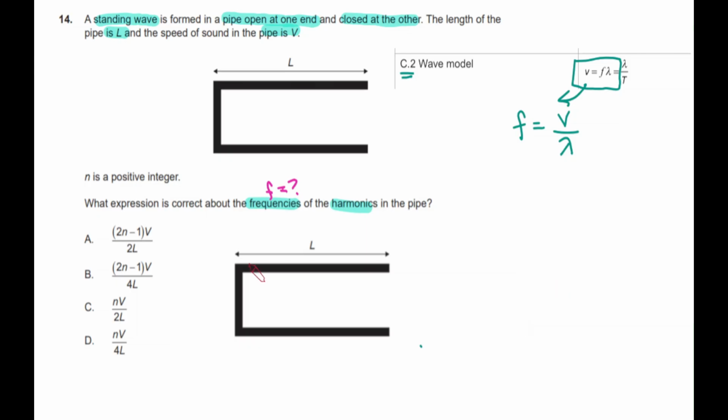In this case, we have a closed end on this side and an open end on this side. Therefore, we can only have a node at the closed end. We cannot have a node at the open end. So the fundamental wave that we can set up in this tube will look like this. What you are required to remember here is that in harmonics, or in a standing wave, one loop is equivalent to lambda over 2. So we have half of a loop, which is equivalent to lambda over 4.